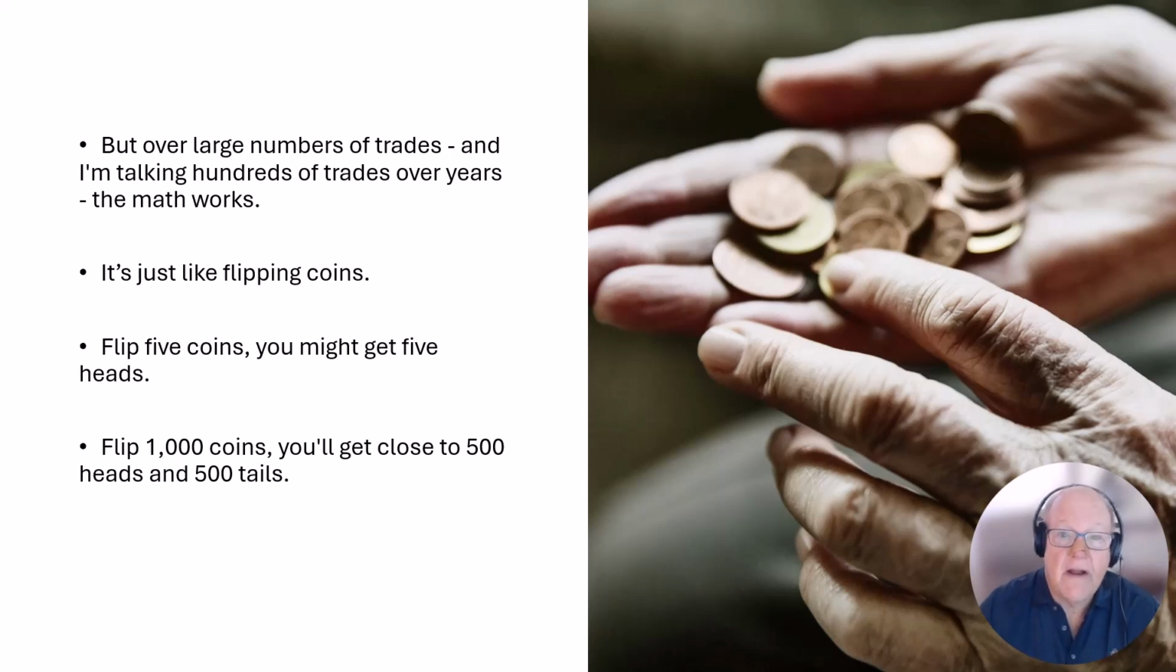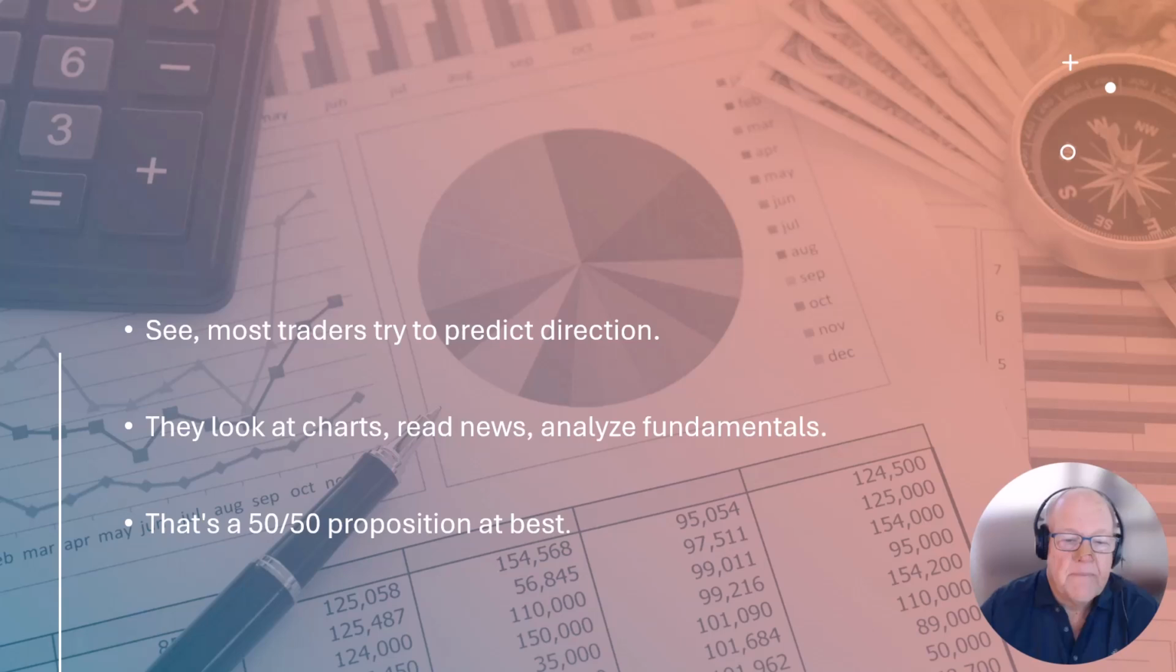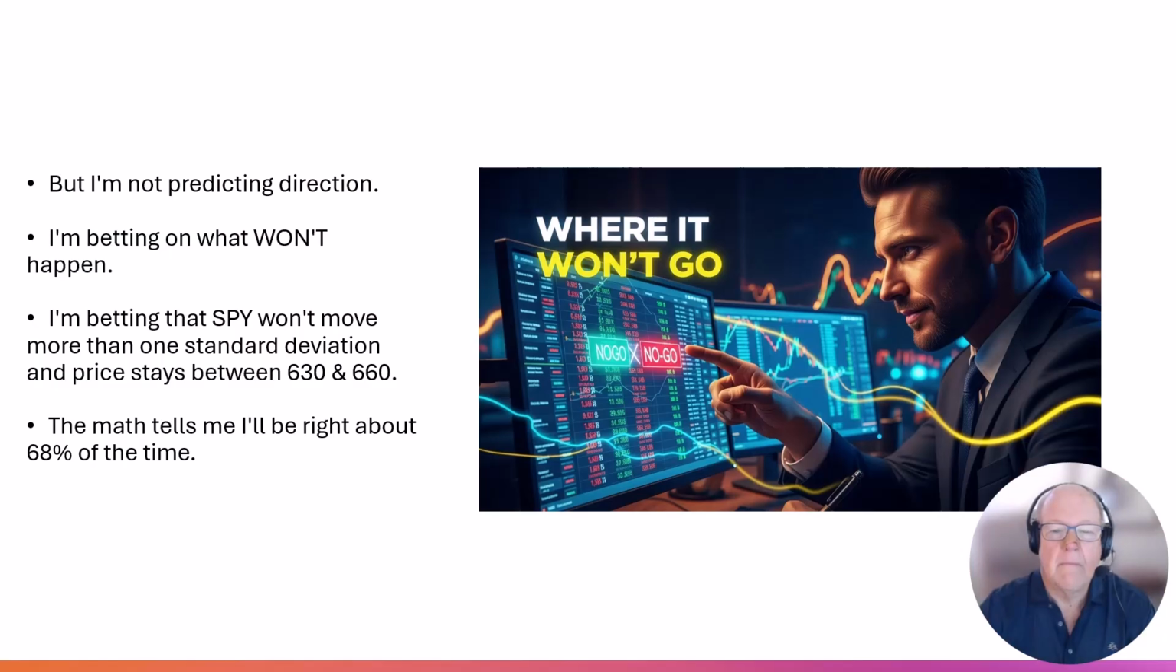See, most traders try to predict direction. 95% of traders are long, and they want to buy low and sell high. They're long. The world's long because that's the only thing they know. They look at charts, they read news, they analyze fundamentals, but picking the direction of a stock or an ETF is 50-50 at best. But in this case, I'm not predicting direction. I'm betting on what won't happen, where the stock won't go. I'm betting that SPY won't move more than one standard deviation and the price stays between 630 and 660. The math tells me I'll be right 68% of the time.